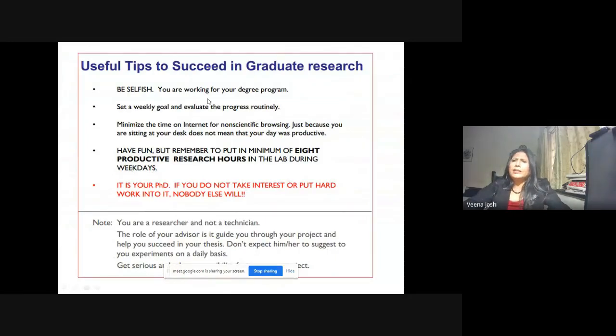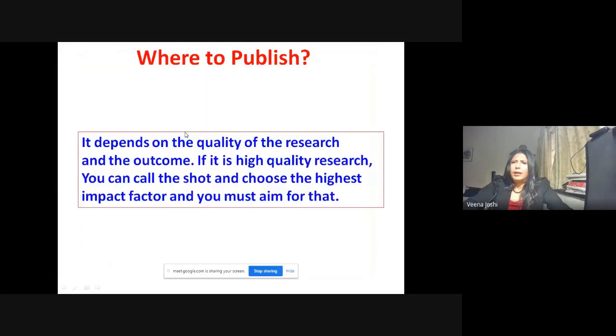Well, be selfish. You are working for your own degree. A goal रखो, अच्छा टाइम यूज करो, all those things. So ये तेरा PhD है, अगर तूने इंटरेस्ट नहीं लिया तो कौन लेगा. So okay, where to publish? Last sentence देखो. It depends on quality of the research and outcome. If it is a high quality research, you call the shots. मेरा रिसर्च इतना अच्छा है, नेचर में पब्लिश करो. लोग बोलेंगे कि मेरे में पब्लिश करो, मेरे में पब्लिश करो.